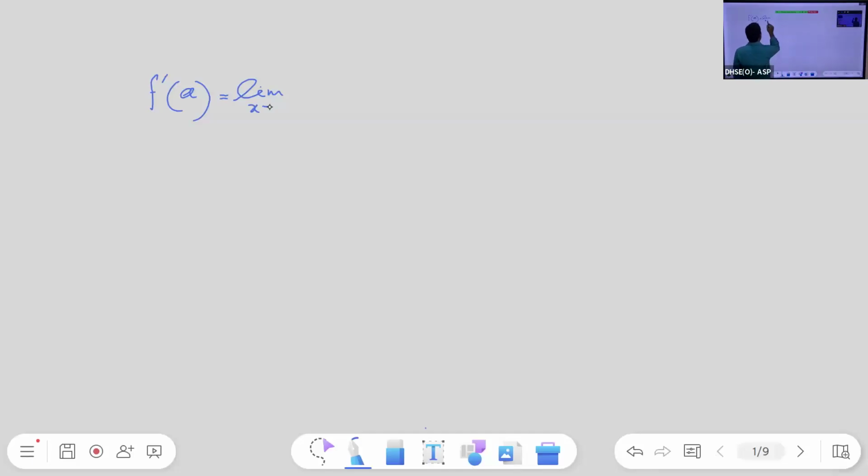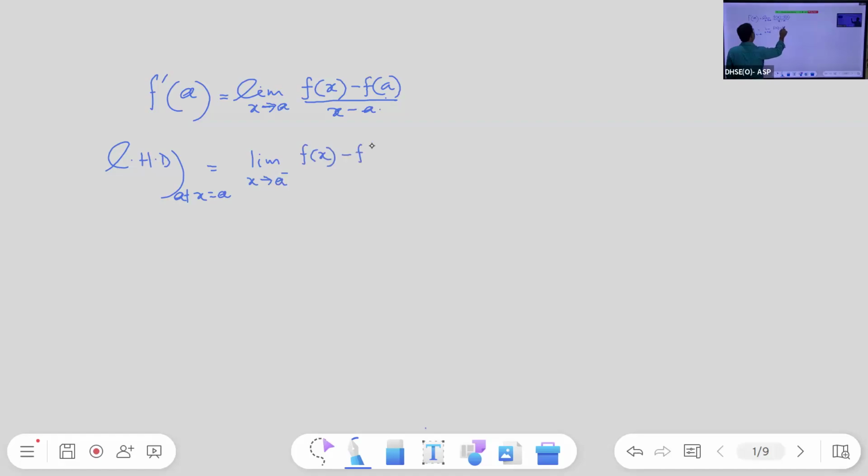Limit extending towards a of f of x minus f of a upon x minus a. This is the derivative of the function at x is equal to a. So the left hand derivative at x is equal to a, LHD at x is equal to a. The left hand derivative at x is equal to a equals the limit extending towards a minus of f of x minus f of a upon x minus a.